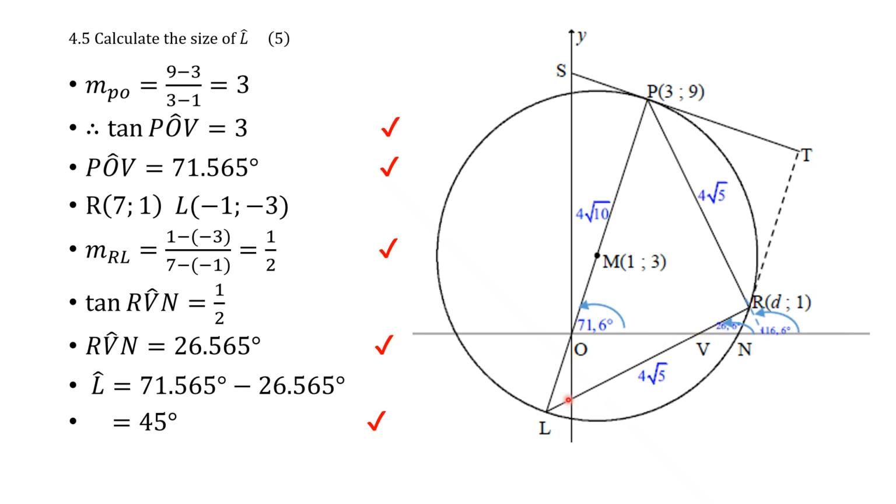Alright, so to get L, remember the exterior angle equals the sum of the two opposite interior angles. So this is 26,6, therefore 71,6 minus 26,6 gives me L equal to 45 degrees. So 1 mark there for using angle of inclination, tan equals 3, getting the gradient of RL, using it to get the angle, and then getting the correct answer. Alright, now let's look at the last problem.